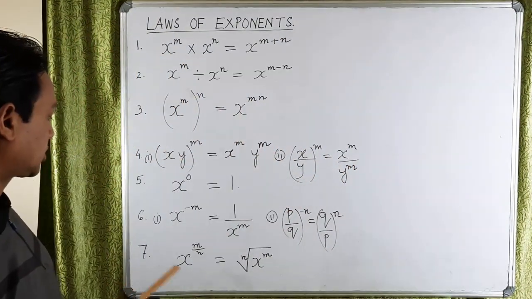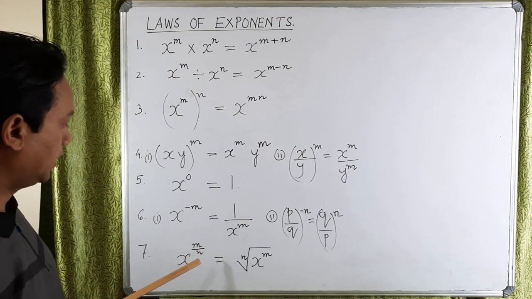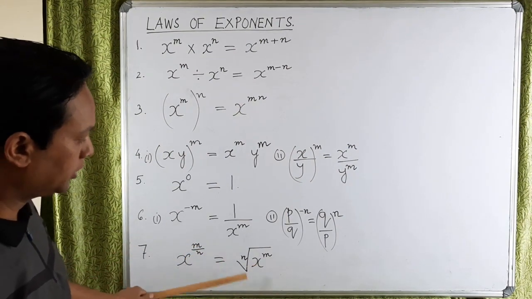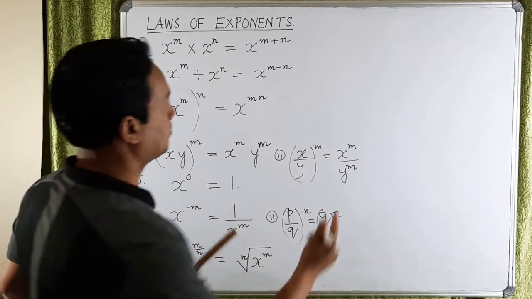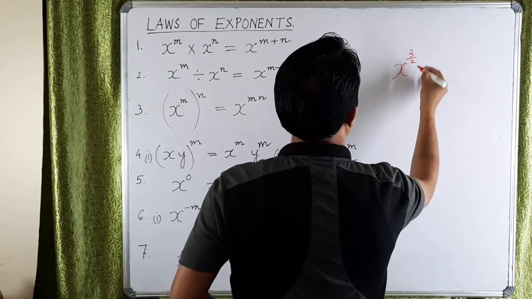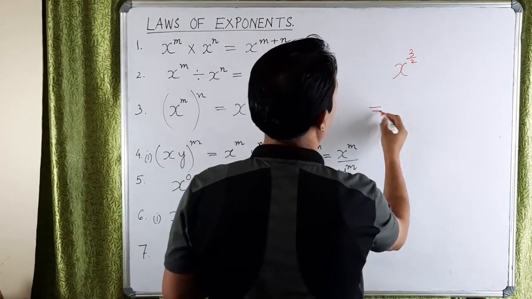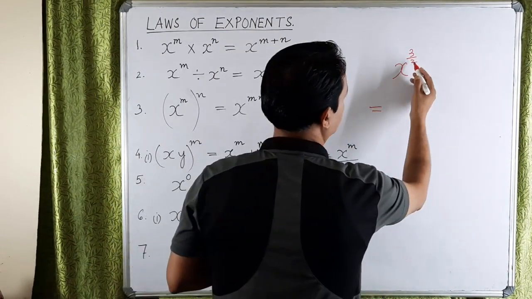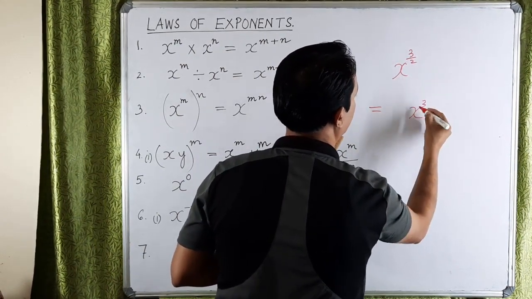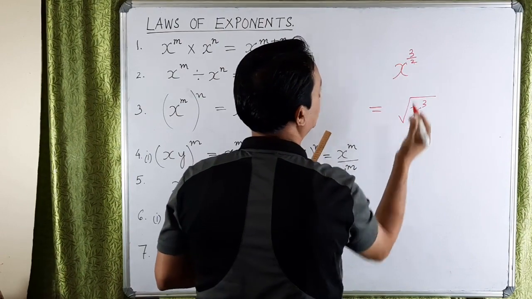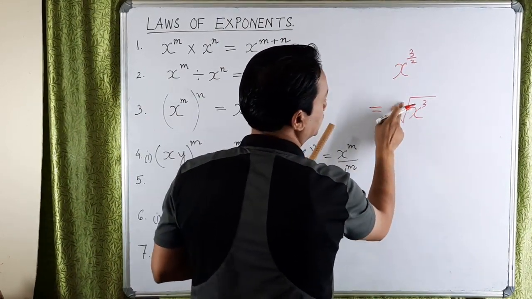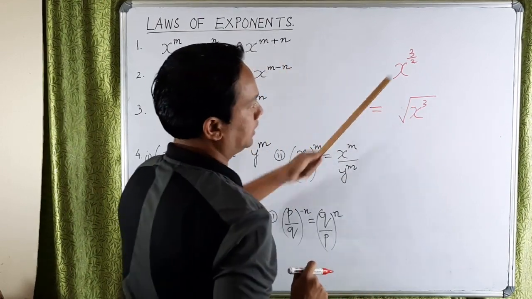Now look at number 7, x to the power m by n. This is an exponential form and we can convert it into radical form, root form. Say, for example, I have x to the power 3 by 2. This is an exponential form. I can convert it into radical form. So we will write x cube inside and put the root. The denominator is 2, so 2 will come here. If it is 2, it's a square root, so we don't have to write it.